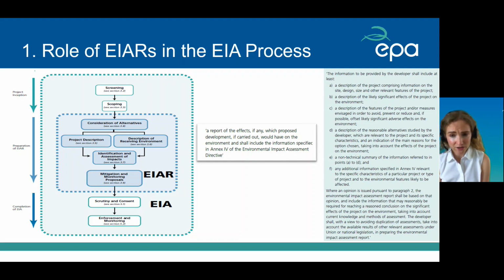The EIAR isn't defined in the directive, but it is defined in the Planning and Development Act. And the definition is shown there on the screen. You may not be able to read it, but it says a report of the effects, if any, which proposed development, if carried out, would have on the environment and shall include the information specified in Annex 4 of the EIA directive.